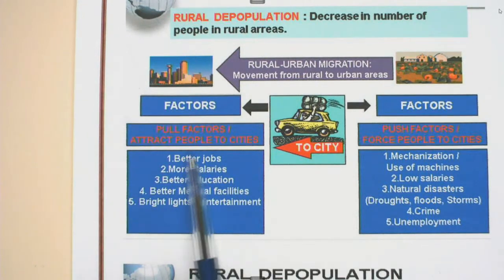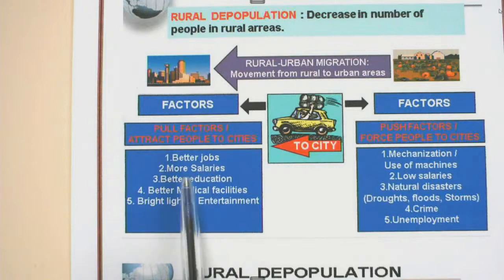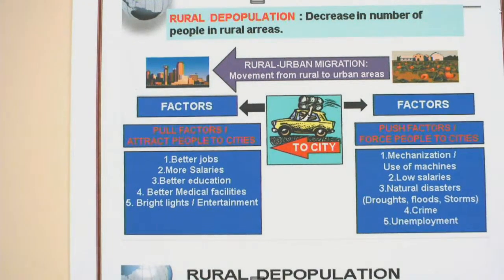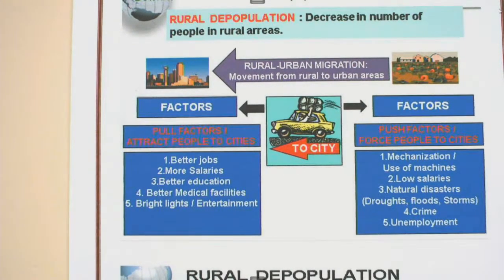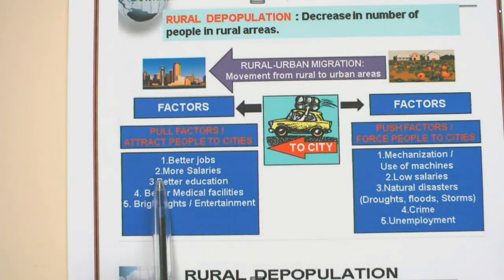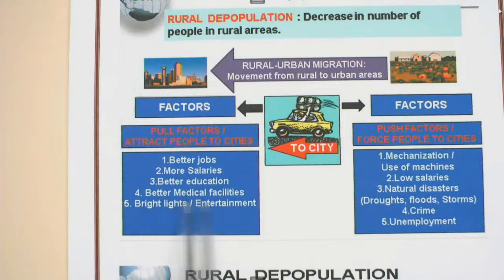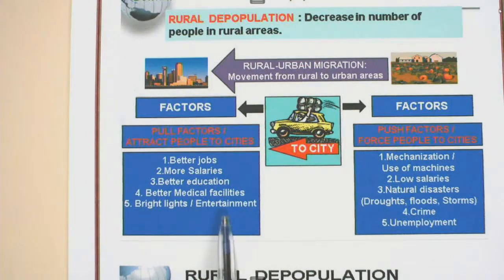Right, pull factors. Better jobs. Please, when you answer this question, don't just write jobs. You're not going to get any mark. You must say better jobs or more job opportunities. At least that will give you marks. But if you say jobs, we don't know whether you are saying fewer jobs or more job opportunities, so you're not going to get any mark. So please make sure of that. More salary, better salaries, yes. But if you say salaries, you're not going to get marks. Better education, better medical facilities, bright lights, entertainment.